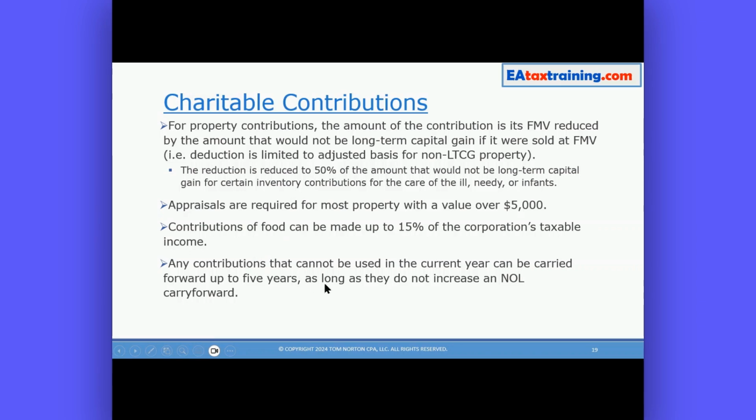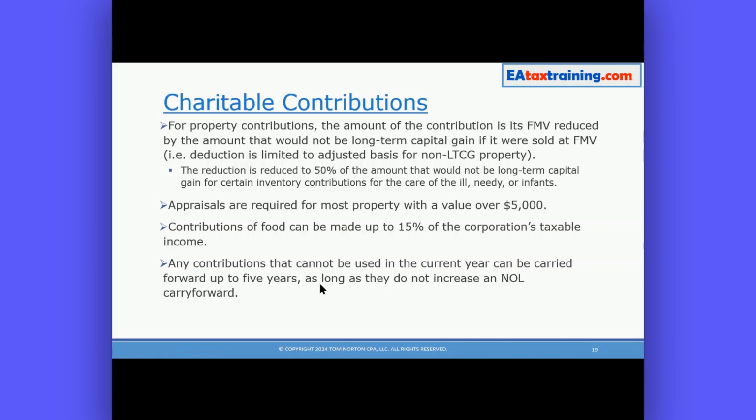Any contributions that cannot be used in the current year can be carried forward up to 5 years as long as they do not increase an NOL carryforward. So if you've got losses, you can't increase your loss with charitable contribution deductions. But if you don't have that issue, then you can carry these contribution deductions over for 5 years.